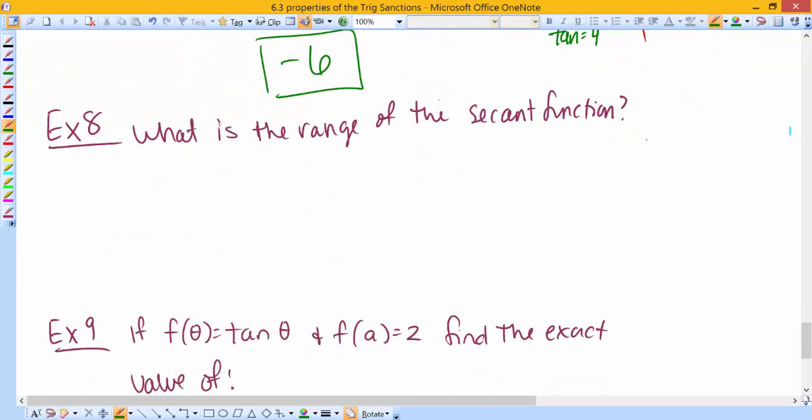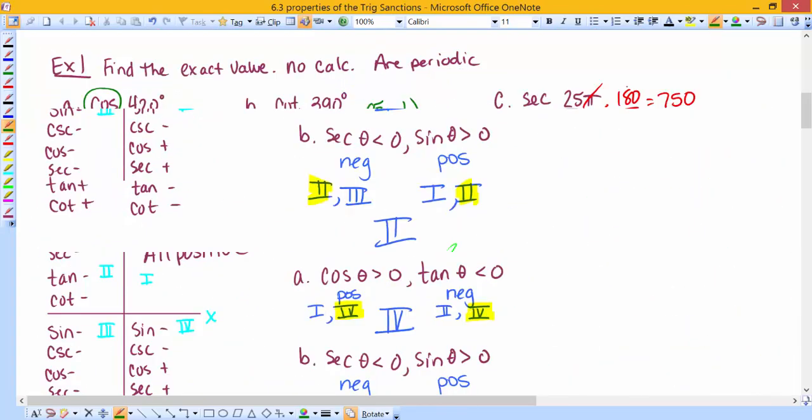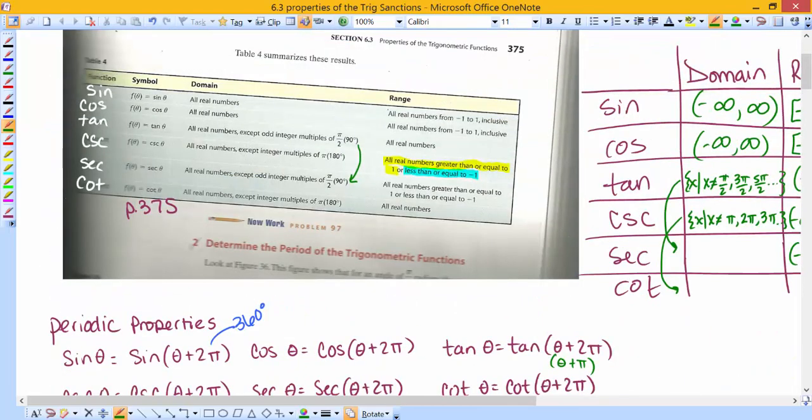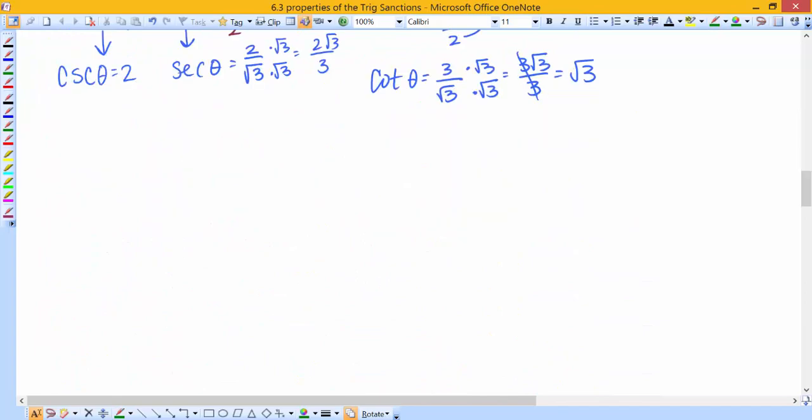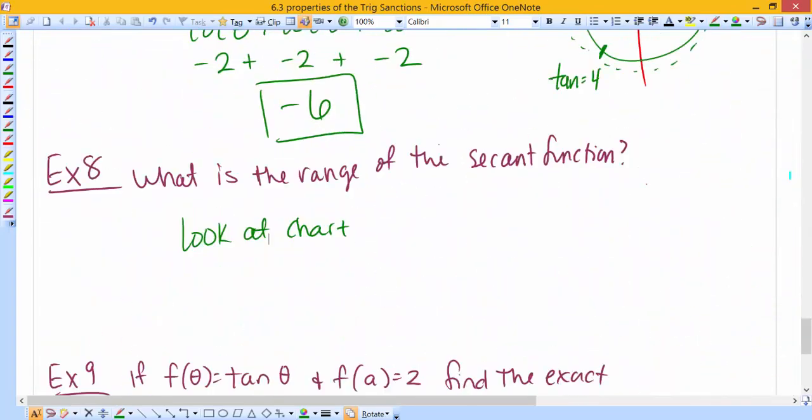Example 8, what is the range of the secant function? Look back at what you guys wrote in the chart at the 6.3 at the beginning. Look back at your chart, the range of the secant function. If I remember correctly, it is all reals except pi over 2, 3 pi over 2. It's the odd integer multiples of pi over 2.